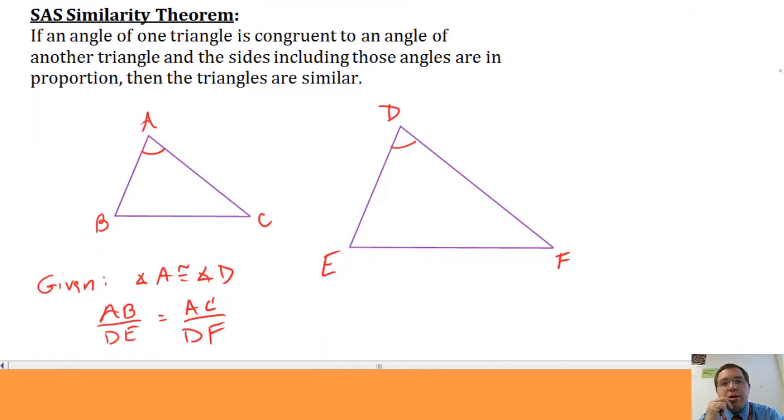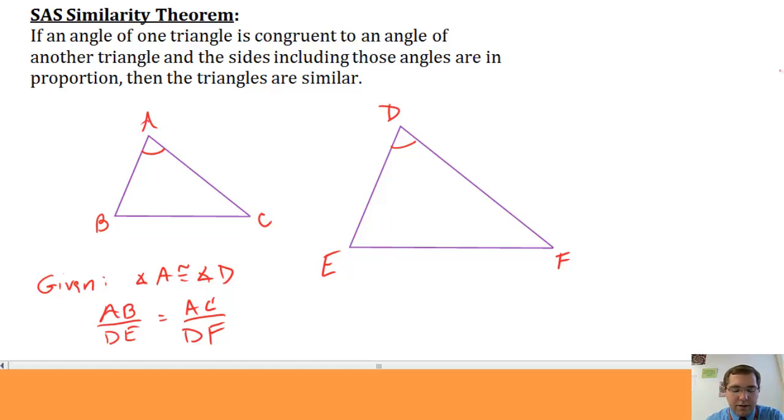First, if we know one pair of angles is congruent, we don't need to know all 3 pairs of sides have the same ratio. We have the side-angle-side similarity theorem that says if an angle of one triangle is congruent to an angle of another triangle, so we've got one pair of congruent angles, and the sides including those angles are in proportion, then the triangles are similar. So we actually only need to show 2 pairs of sides are in proportion, if those pairs of sides are the ones that contain the angles we have.